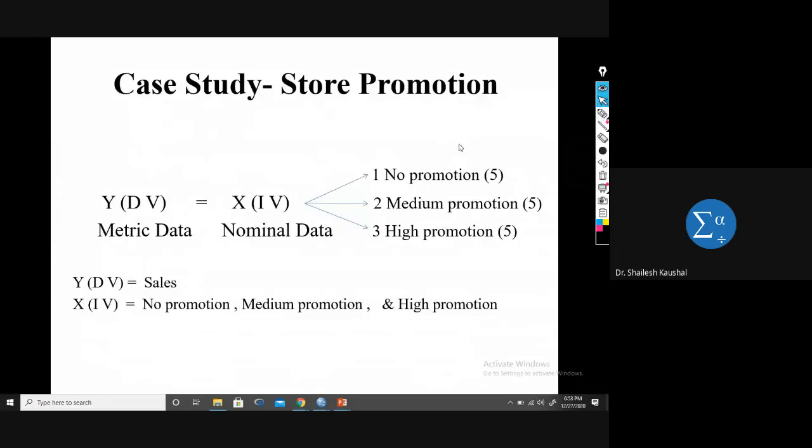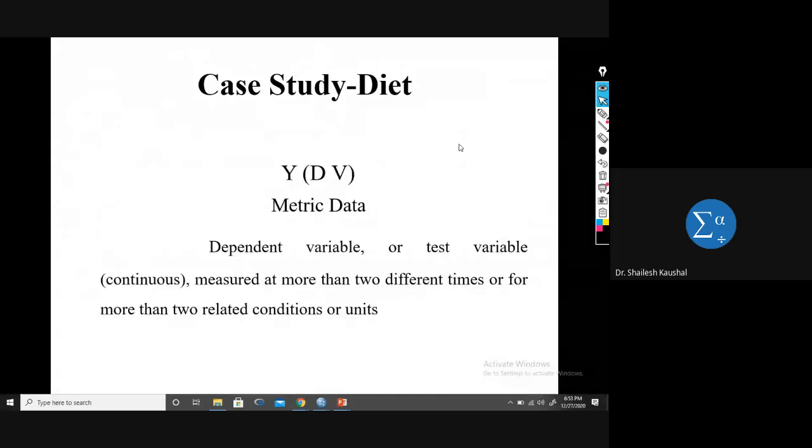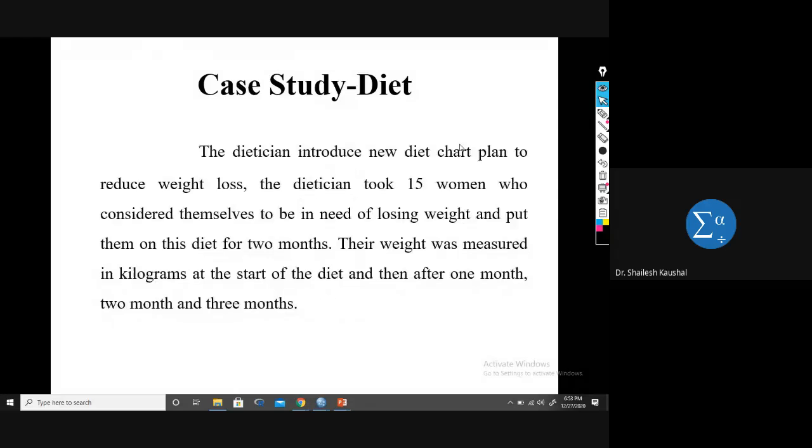Next, the repeated measures ANOVA. This is used when we observe the same participants more than 2 times. In this case study, a dietitian introduced a new diet chart plan to reduce weight, and she took 15 women who want to reduce weight, in a 2-month diet program.